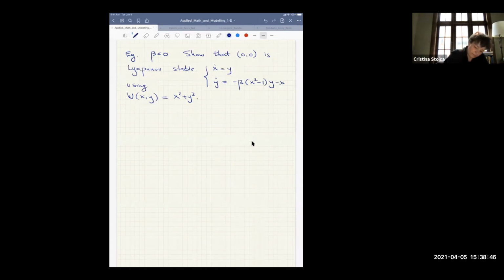All right, so 1. W at (0, 0) is 0. Check. Ta-da. 2. W of (x, y), which is x squared plus y squared, is positive for any (x, y) not (0, 0). Check.